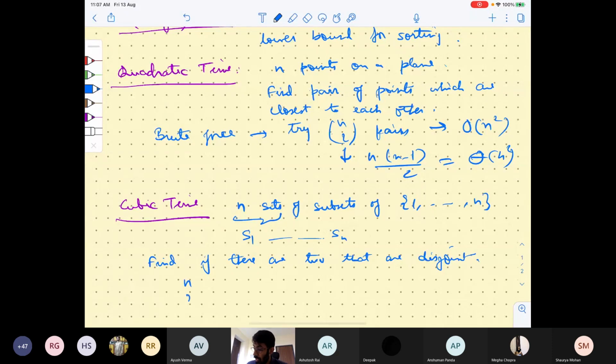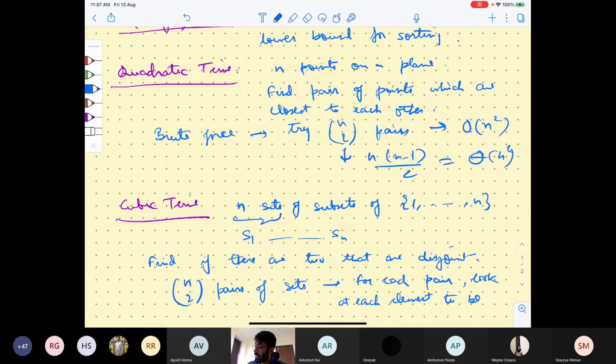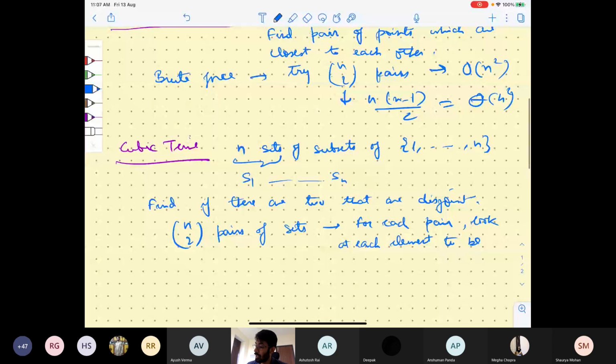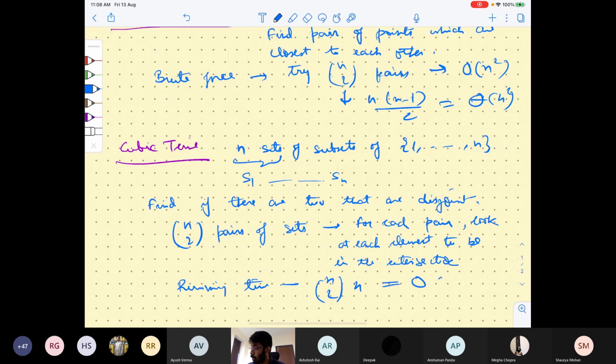How many pairs of sets are there? You choose two sets, and for each pair, you look at each element to see if it is in the intersection. If it is in the intersection, then you say that they are not disjoint. So what is the running time? n choose 2 times n, which is equal to order n cube.